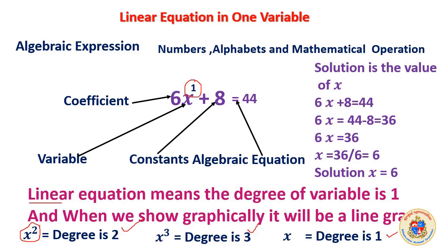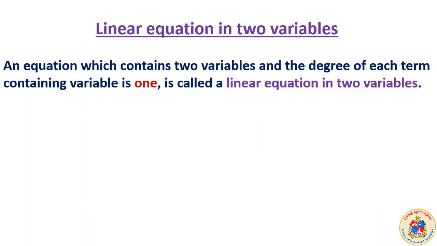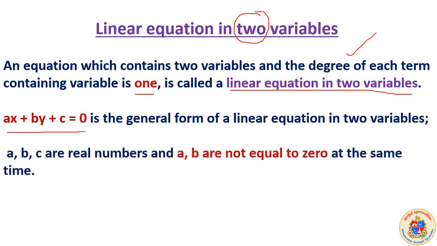Okay, now when we go ahead, linear equation in two variables is where you have an equation which contains two variables and the degree of each term containing the variable is 1. Such equations are called linear equation in two variables. The equation is linear, the peculiarity is two variables, and the same condition, degree of each variable is maintained as 1. The most general form of such an equation is ax plus by plus c is equal to 0, which is familiar to you.